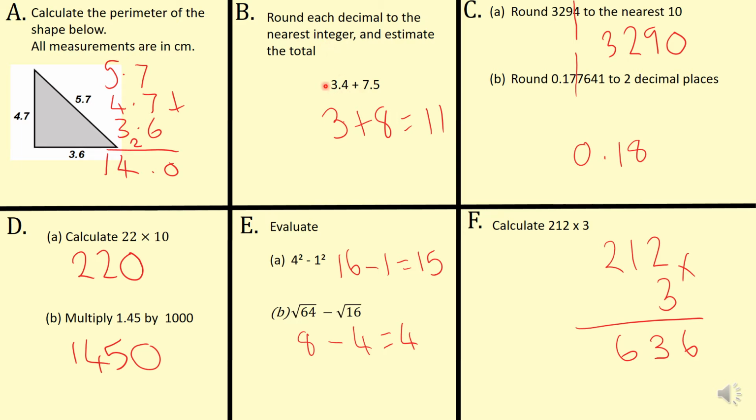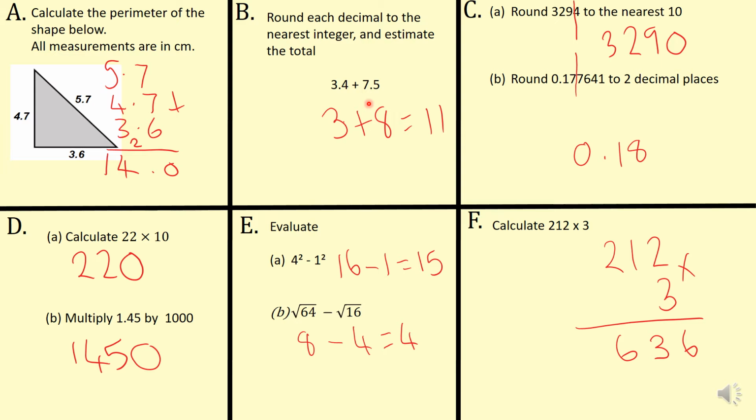So you're rounding 3.4 to nearest whole number. You look the digit straight after decimal point to decide you need to round up or keep it as it is. Because this digit straight after decimal point is 4, I need to keep 3 as it is. So 3.4 to nearest integer is 3.